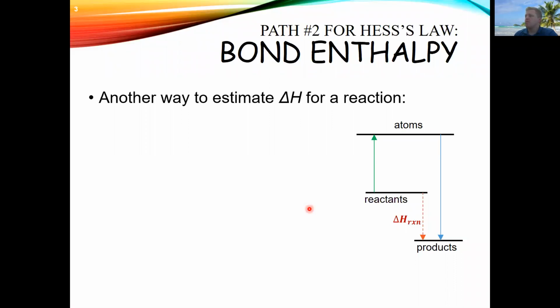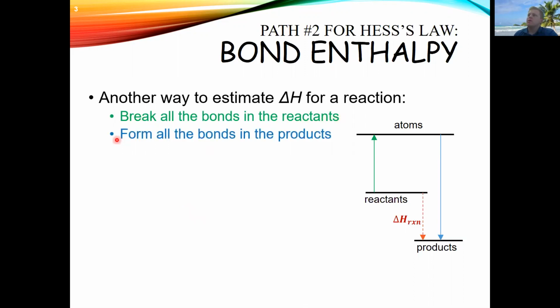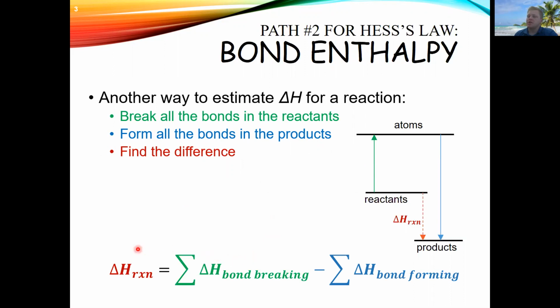and forming of bonds. So the way we're going to do this is we're going to break all the bonds in our reactants, then we're going to form all the bonds in the products, and then we're going to find the difference in energy here. So basically what we're going to do is we're going to find our delta H of our reaction by summing up the delta H of all the bonds we broke, and then we're going to subtract the sum of the delta H of all the bonds we formed.